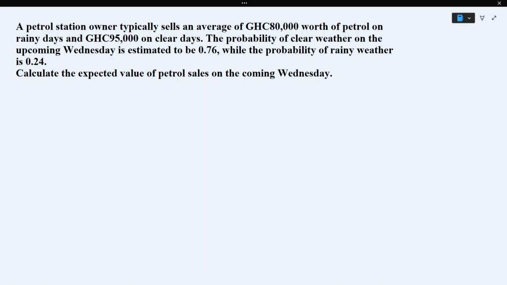A petrol station owner typically sells on average 80,000 worth of petrol on rainy days, and 95,000 on clear days. The probability of clear weather on the upcoming Wednesday is estimated at 0.76, while the probability of rainy weather is 0.24. Calculate the expected value of petrol sales coming Wednesday.